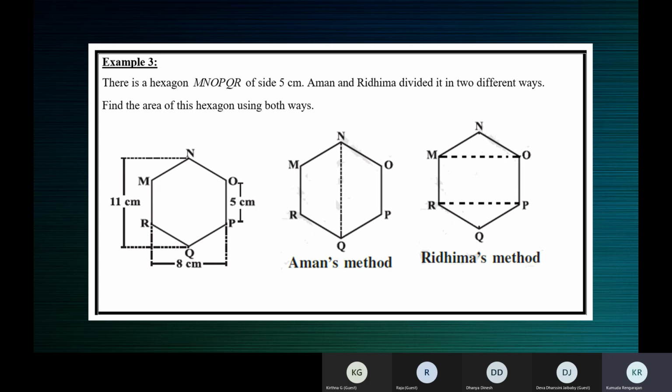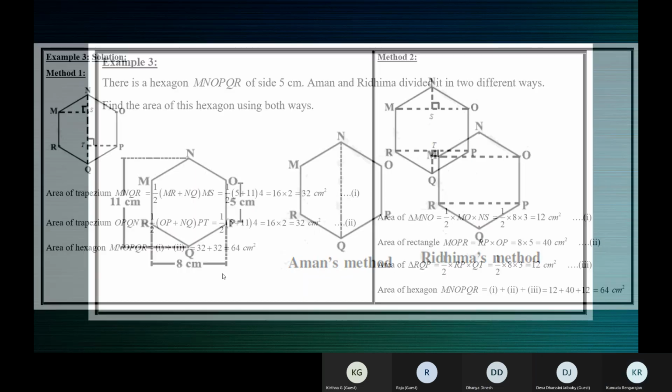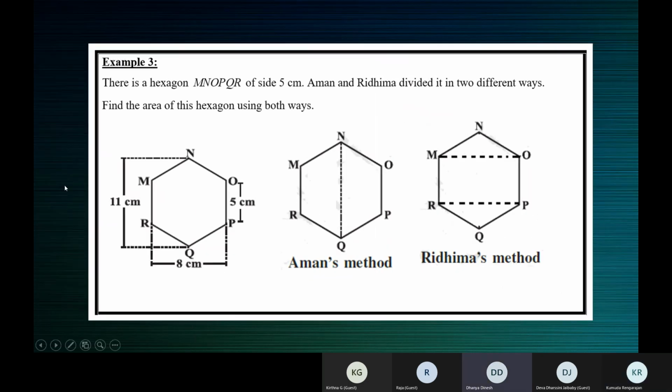Name the sides of this hexagon. Like when we say triangle ABC, the sides are AB, BC, and AC. Here, name the six sides of the hexagon. Ma'am, MN, NO, OP, PQ, QR, and RM, ma'am. Yeah, each of them is of length 5 centimeters.